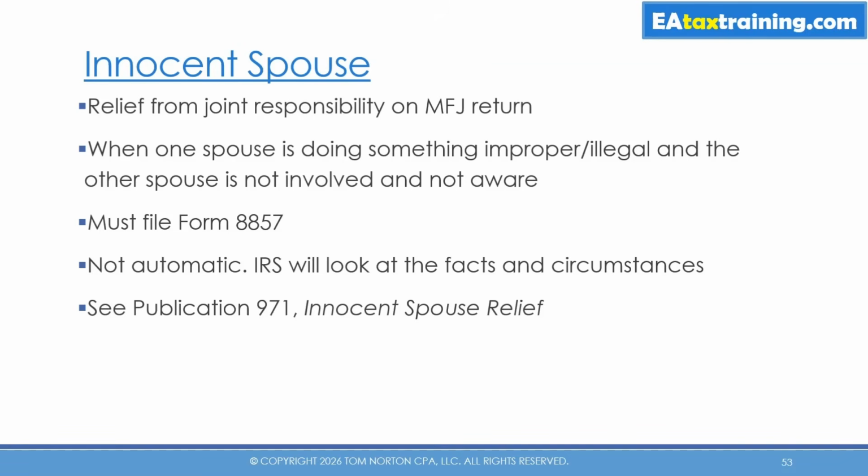So then you have these cases that go to court. But if you have a spouse who really doesn't know, had nothing to do with them, had no reason to know about this activity, then they can file this Form 8857 and possibly get this innocent spouse relief. And then the IRS will just go after the other spouse.